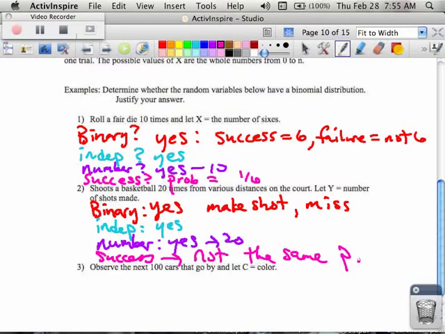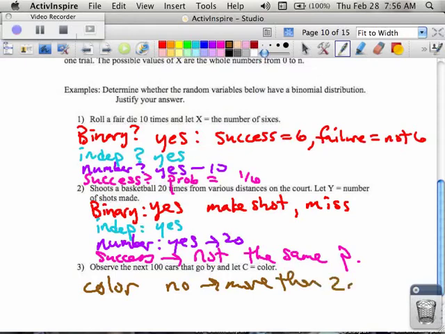And then the last one, when they're talking about cars on the road and C is the color, binary means you see the color, C is the color. It doesn't say what the color is. Yeah, but every car has a color, doesn't it? That's right. So are there only two possibilities? No. There are more than two colors.